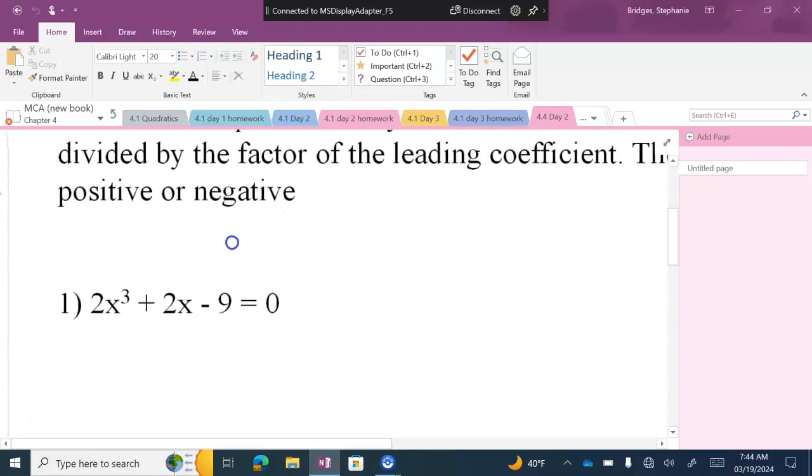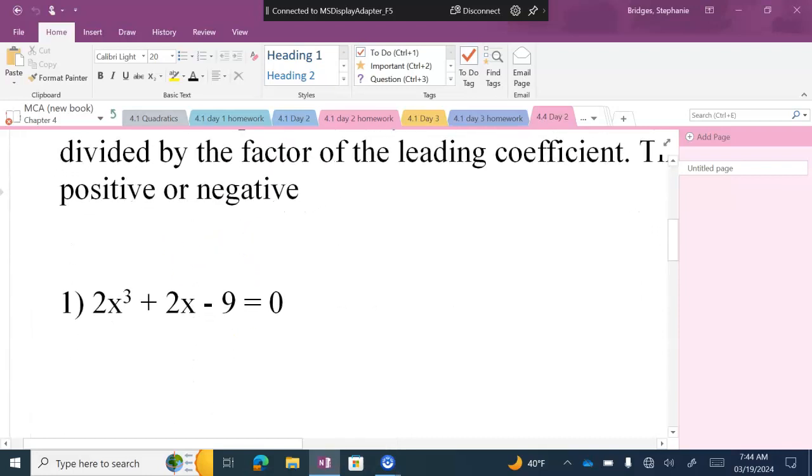All right, let's take a look at that first one. My polynomial is 2x to the third plus 2x minus 9 equals 0. And what we're doing is we're not finding the solutions. We're listing all of the possible rational solutions. We could still have irrational solutions, which we will get to later down the road.